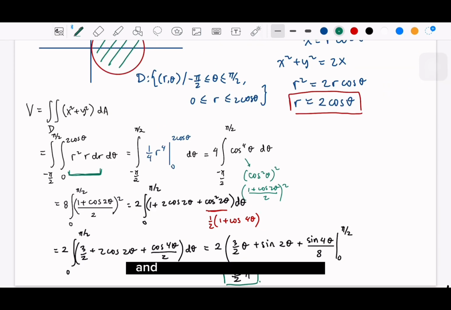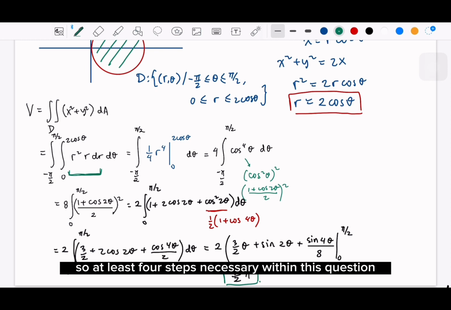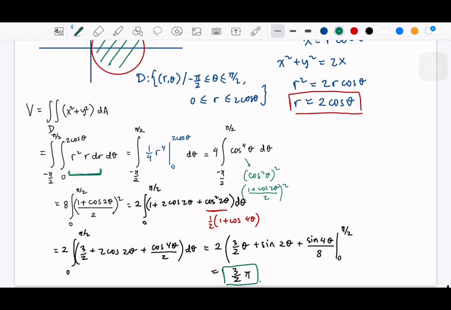So it's quite long, and perhaps this is the type of explanatory question that will be appearing in your exam. I mean, how you solve it step by step. First, you need to visualize, set up the range between r and theta, and then get into the formulations, and then integrations. So at least 4 steps are necessary within this question. Okay, any question?